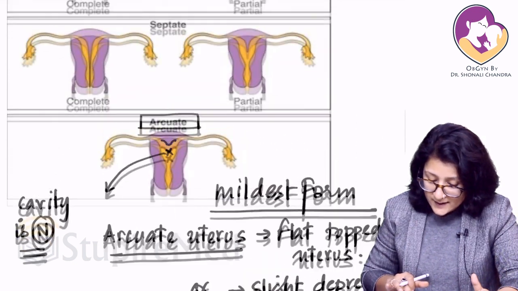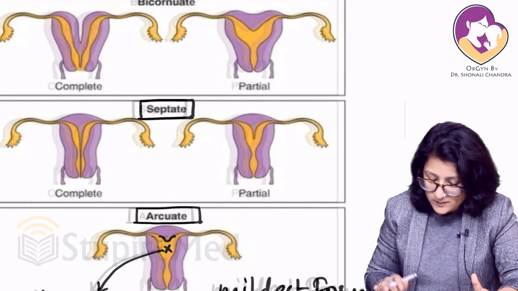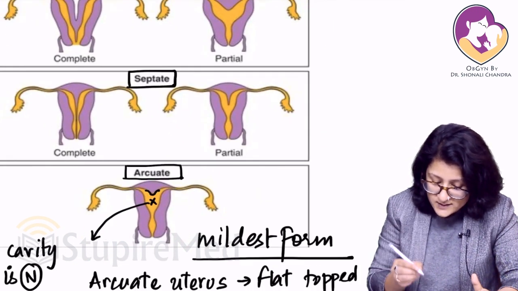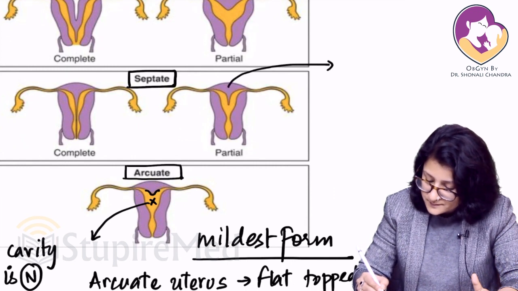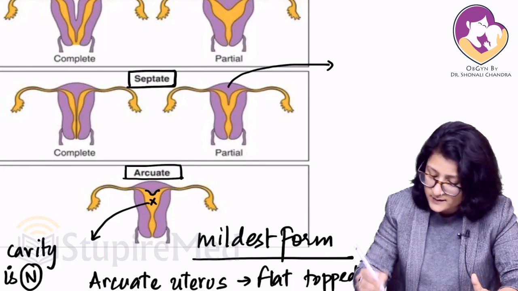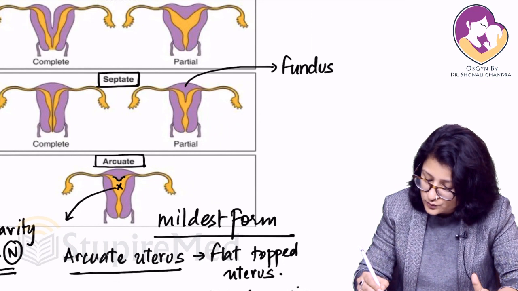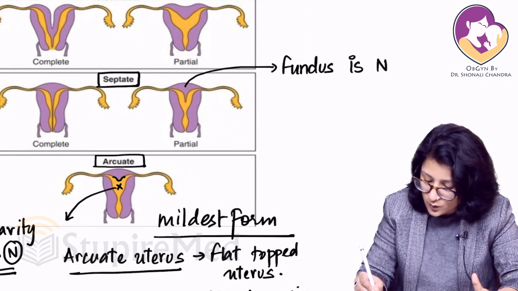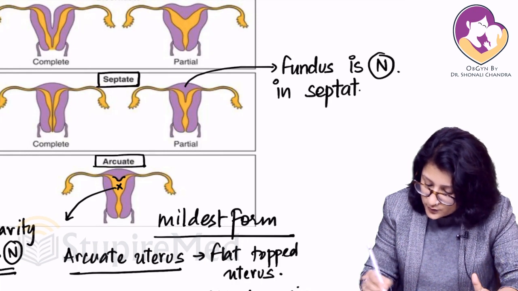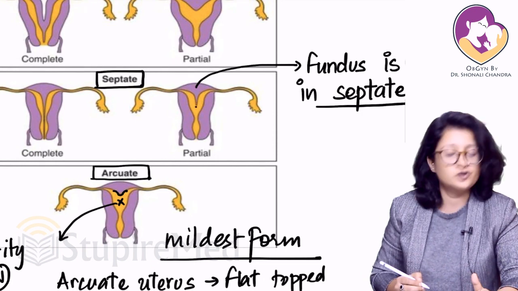All right, then the other anomaly can be a septate uterus. As we can see in this septate uterus, very important, the fundus of the uterus is normal. Septate uterus means that there is persistence of this septum or partial dissolution of this septum.